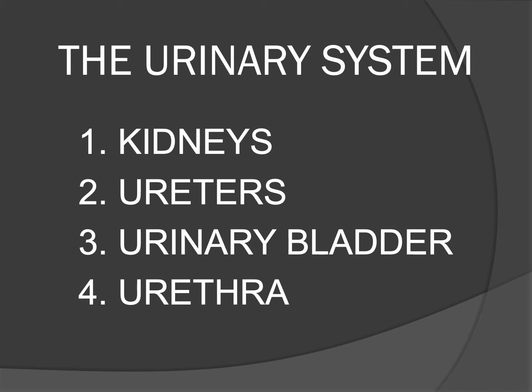The other organs of the urinary system, which are the paired ureters, the single urinary bladder, and the urethra, provide temporary storage for urine, or they serve as transportation channels to carry urine from the kidneys to the outside of the body. So let us now discuss each of these structures.